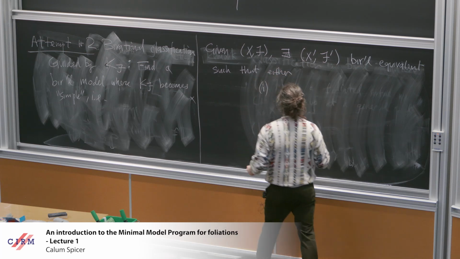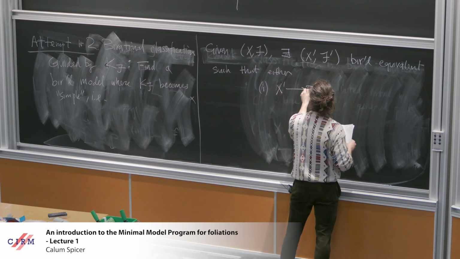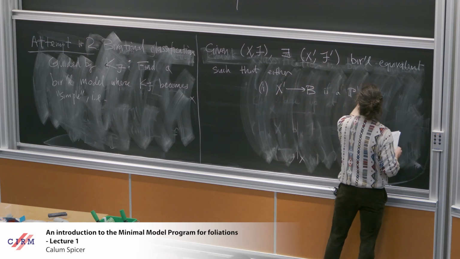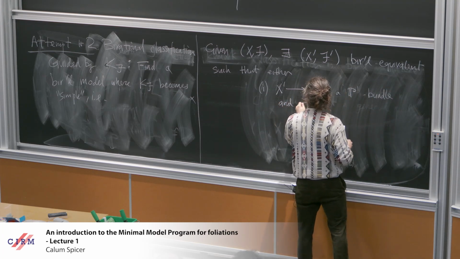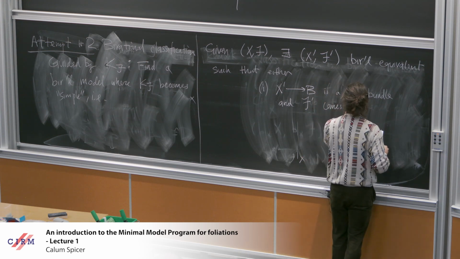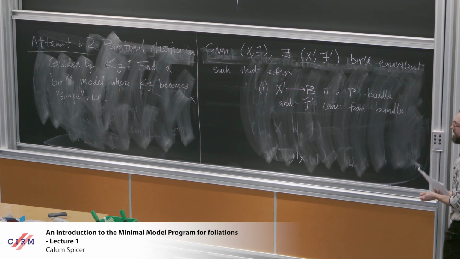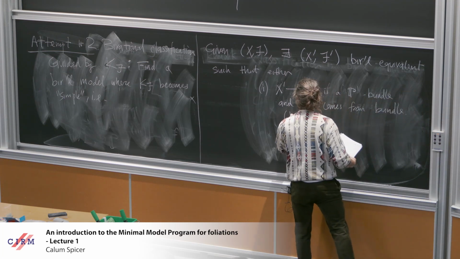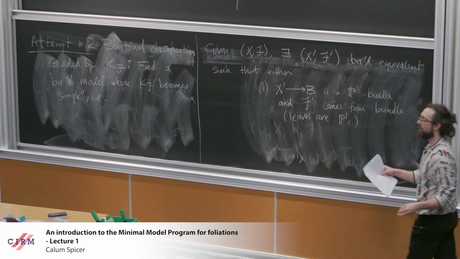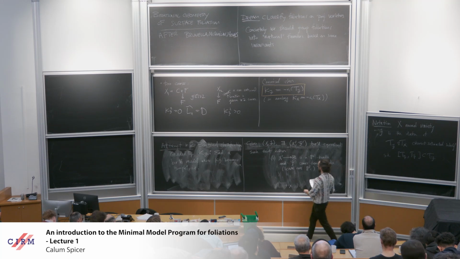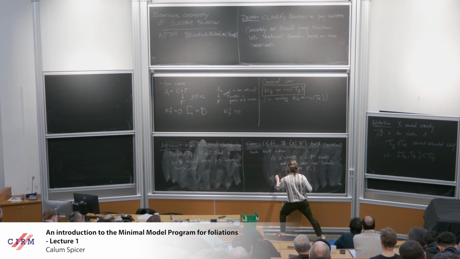So one, we find some model where X' down to B is a P1 bundle, and F' comes from this bundle structure. So i.e. the leaves of this foliation are just the P1s, in the fibers. Or two, KF' is NEF.